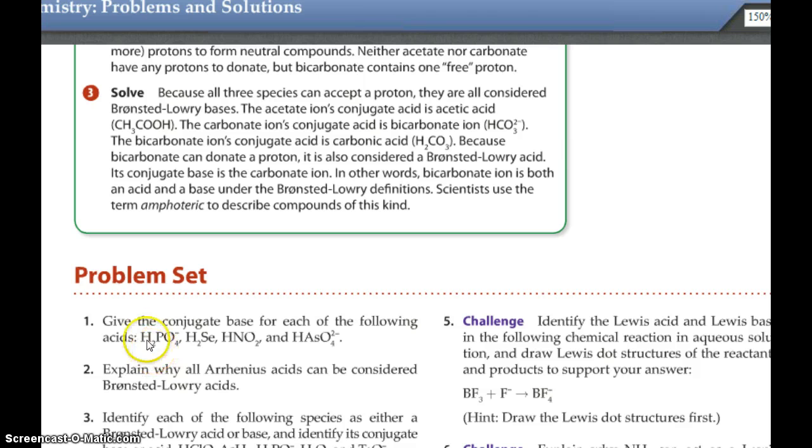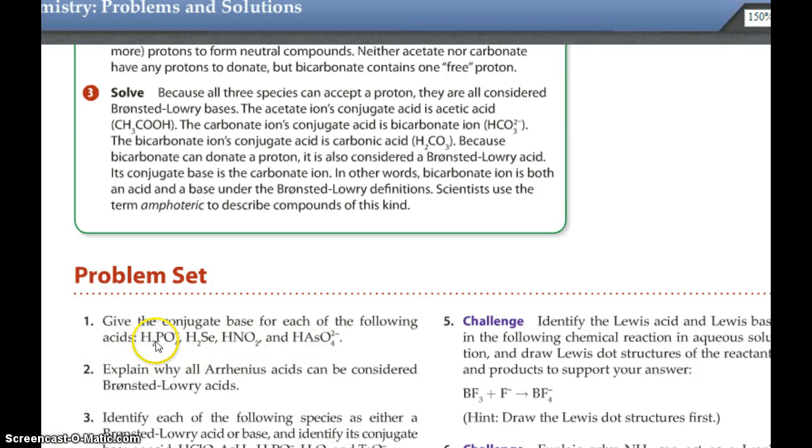All right, you need to do problem sets 1 and 2. Give the conjugate base for each of the following acids: H2PO4, H2Se, HNO2, and HAsO4 with a -2 charge. Explain why Arrhenius acids can be considered Bronsted-Lowry acids. So go ahead, write down your answers, hit pause, then I'll go over them.